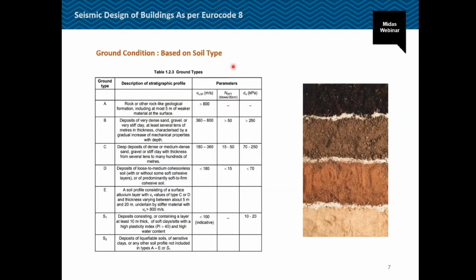So now the next one is the ground condition. Based on the table given in the Eurocode, we have to select our soil. Based on the description given and the parameters, we can select our soil type A, B, C or D. We can select from this table given in the Eurocode.